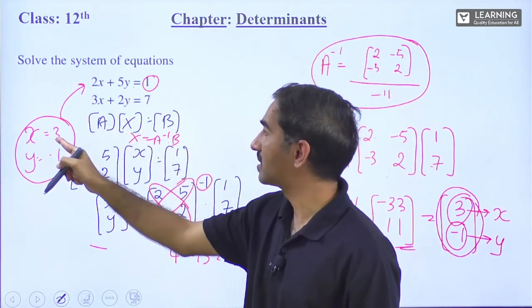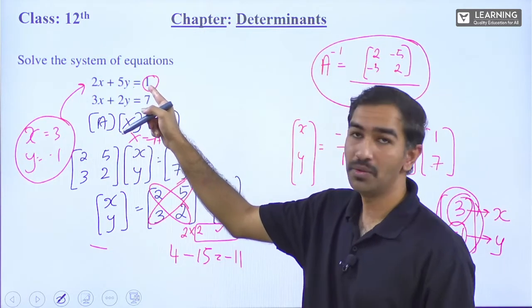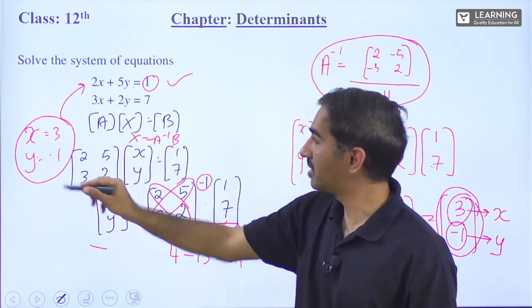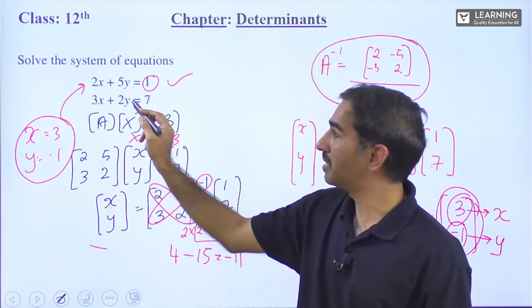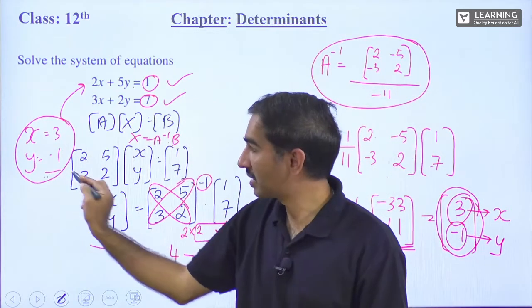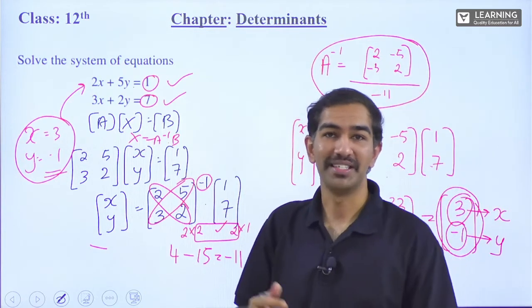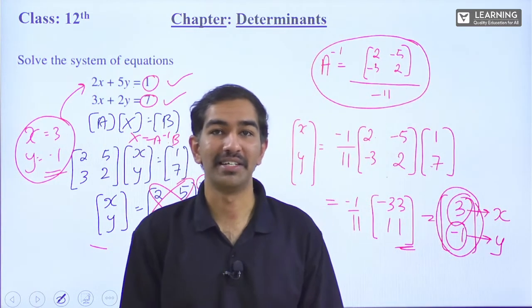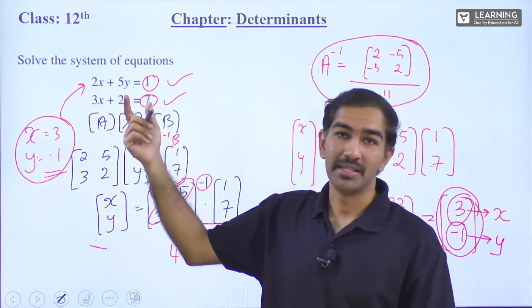2 3s is 6, 5 into minus 1 is minus 5. So 6 minus 5 is equal to 1, satisfying. Check for this also, students. 3 3s is 9 into minus 1. So 9 minus 2 is equal to how much? 7. So it is satisfying, which means these values are right and the procedure we have followed here is also right. So students, this is an application of determinant, finding out the unknown variables in the given equation.